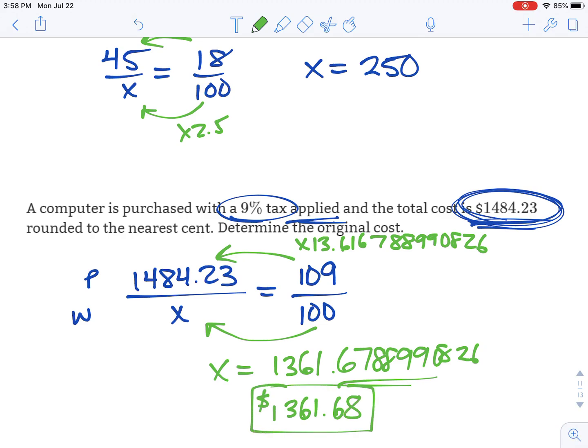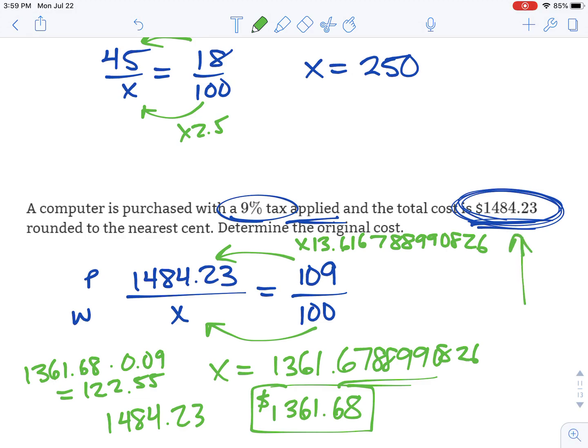And let's just double check to make sure this works. So 1361.68, let's do that times 0.09. And that would give us 122.551. So nearest cent would be 0.55. If we take 122.55, add that on to 1361.68, we get the total price, the 1,484.23. So it does work out just fine. It's always good to check our work to make sure we are correct. But there's a little bit of rounding happening here, which is why we had to round the original price, because this new price here was rounded after the 9% tax.